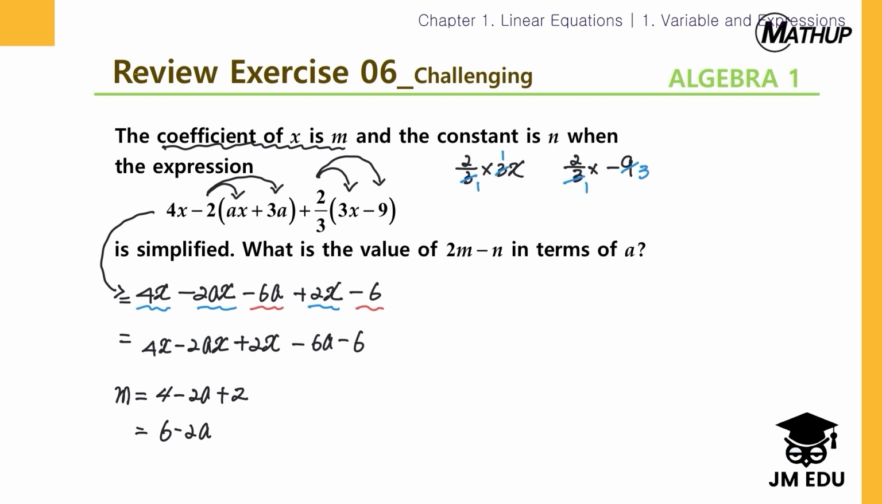What's n then? n is the constant, right? So n is going to be, n is equal to the constant, negative 6a minus 6.